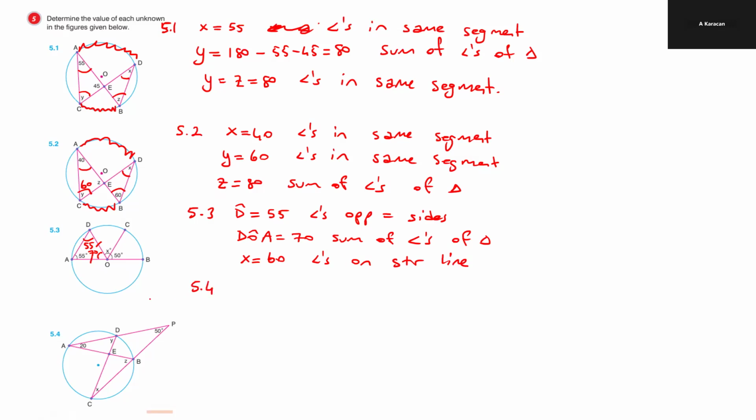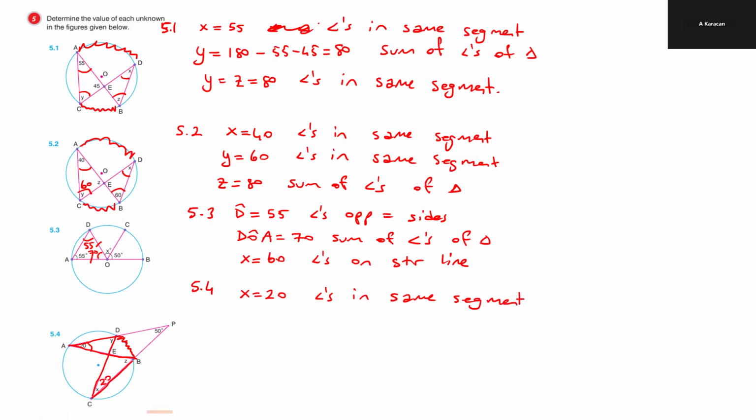5.4. You can see that 20 is subtended by, how do you know that? Because if you just follow these lines here, that's going to take you to BD. Okay. So the same arc also will take you to angle C, which is x. Therefore, x is equal to 20, angles in same segment.